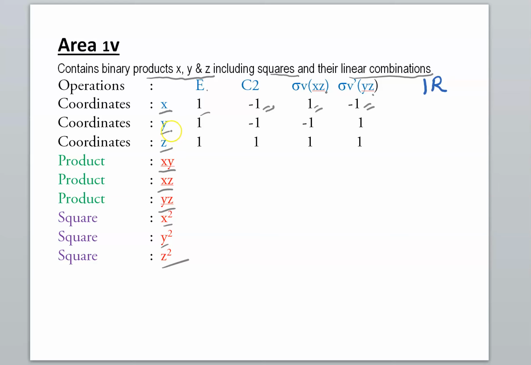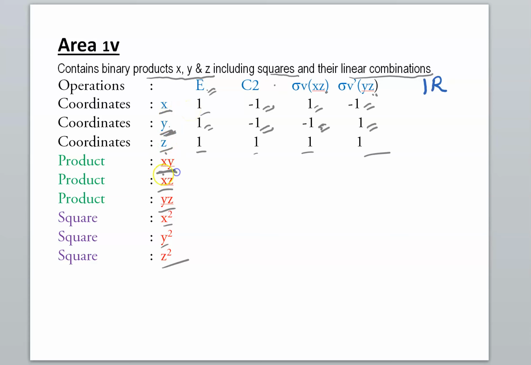For the coordinate y, E gives no change. C2: y becomes -y, therefore it is -1. Sigma v xz: y becomes -y, therefore it is -1. Sigma v dash yz: y becomes y itself, therefore it is 1. And z transforms by itself under all the operations, therefore all the characters are 1. This we have already discussed, the transformation properties of x, y, z. Their products can be easily obtained by multiplying the characters of the corresponding coordinates.